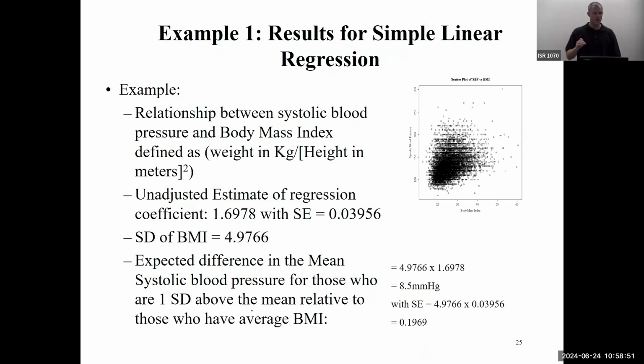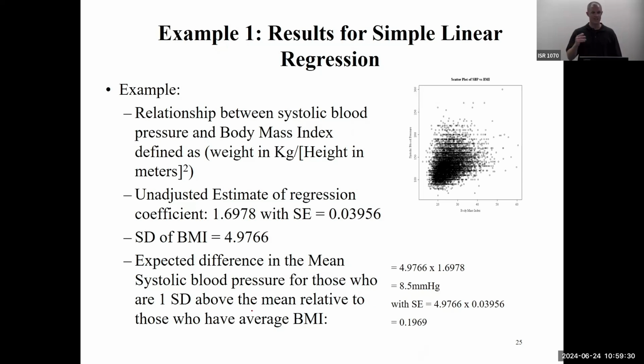But another thing that people do to help with interpretation is talk about how an expected value on the dependent variable changes as the predictor changes by 1 standard deviation. That's another way to talk about these results. So as the predictor goes up by 1 standard deviation, what happens to the mean of the dependent variable? Well, given that we know the standard deviation of BMI, we can just multiply that regression coefficient by that standard deviation. That gives us the expected change in mean systolic blood pressure with an increase of that amount. Okay, that's just plugging that value into the regression function. So it goes up by about 8.5 on average.